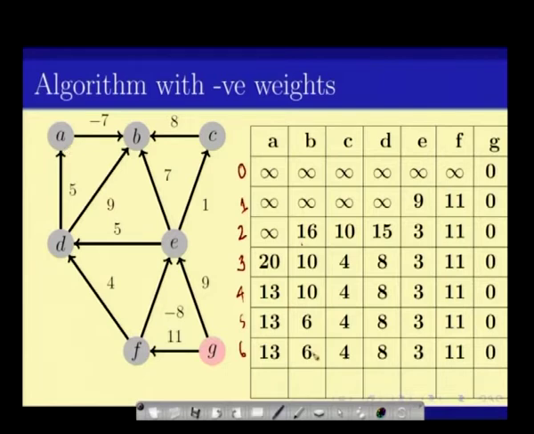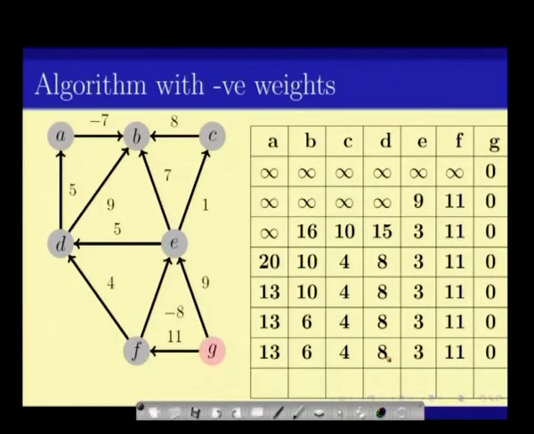More importantly, the shortest path to 8 is 6. Now, how can it be 6? It cannot be 6, right? 9 plus 7 is 16, but there is a path. It is 11 minus 8. So, 3 plus 5 is 8, 8 plus 5 is 13, 13 minus 7 is 6.